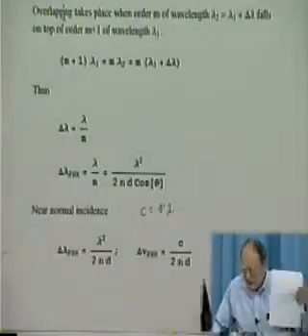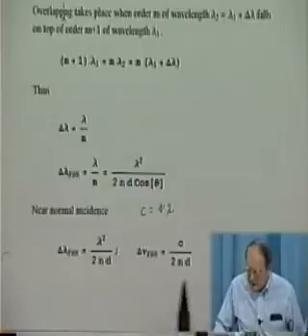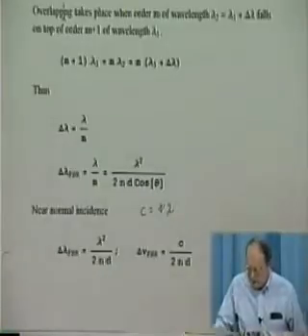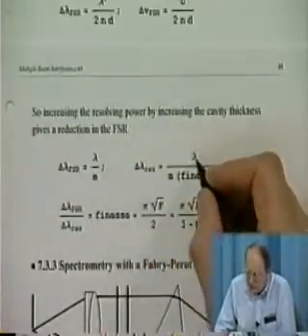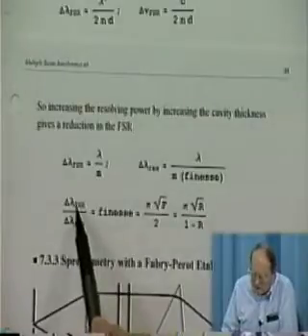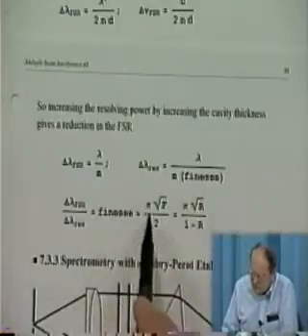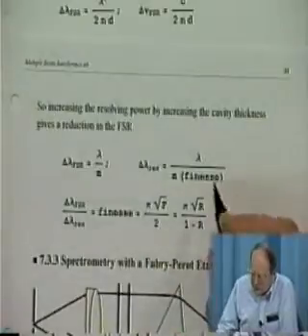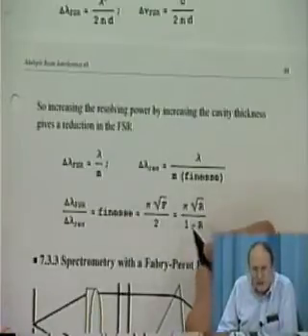And so if I make d large, because I wanted to increase d so I could get a high resolving power, then my free spectral range becomes small. Okay, so delta lambda free spectral range is lambda over m. Delta lambda resolution we said was lambda over m times finesse. If I take the ratio of these two, the free spectral range over the resolution, I'm left with the finesse, which was pi square root of F over 2, or in terms of reflectivity, pi square root of R divided by 1 minus R.